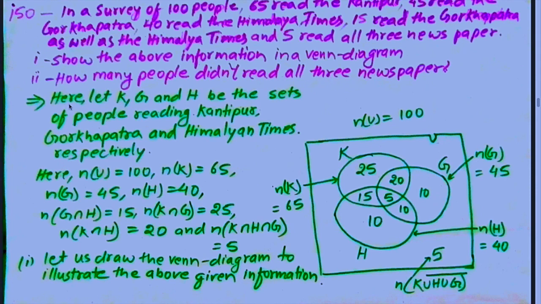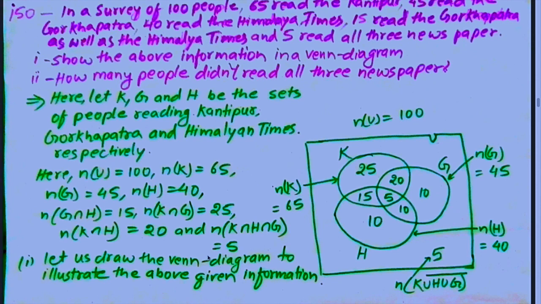Solution: Let K, G and H be the sets of people reading Kantipur newspaper, Gorkhapatra newspaper and Himalaya Times newspaper respectively. Here also n(U) equals 100, n(K) equals 65, n(G) equals 45, n(H) equals 40, n(G intersection H) equals 15, and n(K intersection G) equals 25. Here n(K intersection H) equals 20, and n(K intersection H intersection G) equals 5.